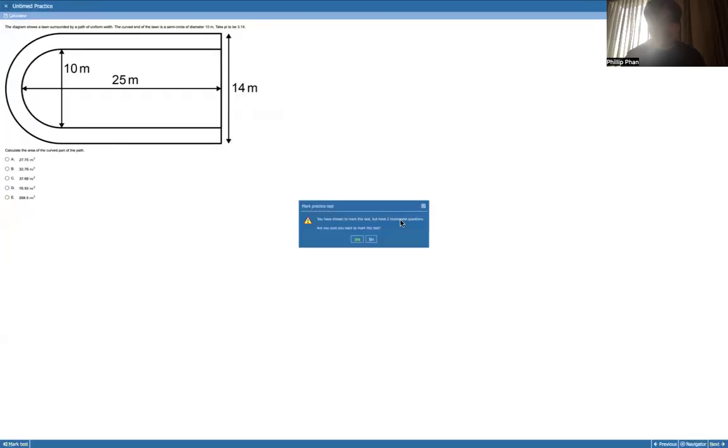Let's see how we did. Well, we have 2 incomplete questions. What? Area of the curved part. So there's more questions than we actually do. So usually they only give us 4 per one, so don't get confused by this one.